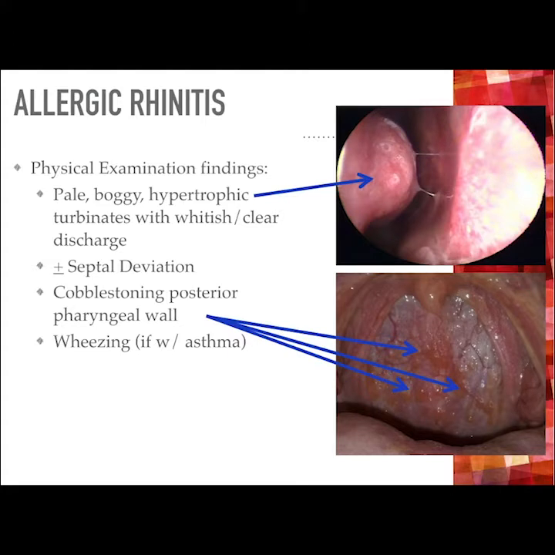Upon physical examination, you can identify pale, boggy, hypertrophic turbinates with clear or whitish discharge, as well as cobblestoning at the posterior pharyngeal wall.